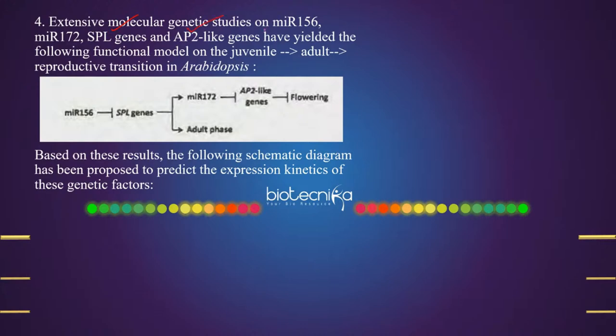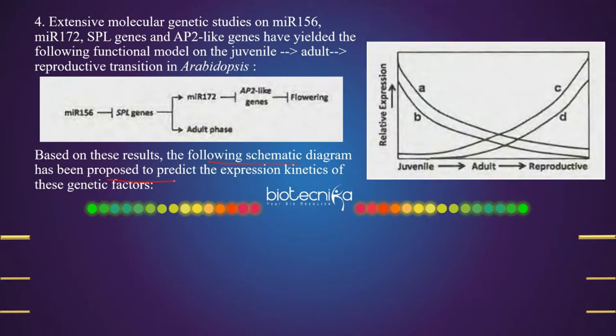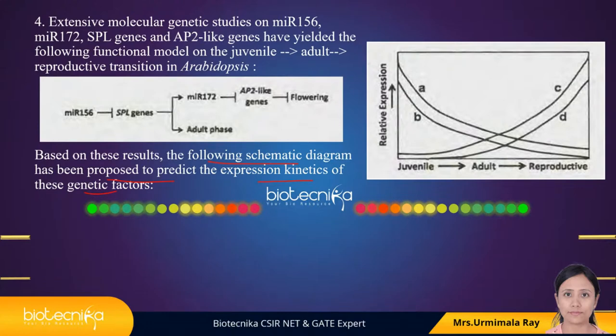Extensive molecular genetic studies on MIR156, MIR172, SPL genes and AP2-like genes have yielded the following functional model of the juvenile to adult to reproductive transition, that is flowering, in Arabidopsis. So this is the flowchart they have given. Now, based on these results, the following schematic diagram has been proposed to predict the expression kinetics of the genetic factors.